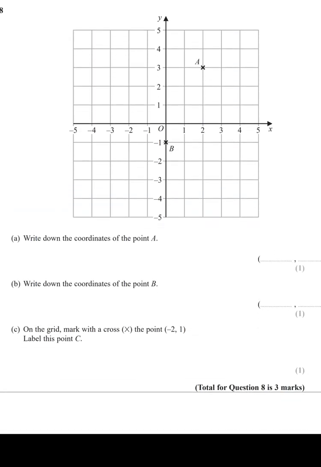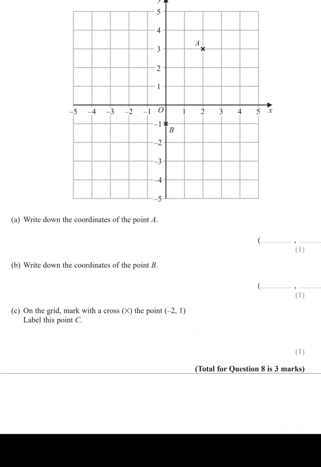Right, what do we got here now? Some coordinates. So this is question 8. Write down the coordinates of point A. Well, coordinates, what you need to do is remember that you have to go along first, then up. So it's 2, and then it goes up to 3. So 2, 3. Write down the coordinates of B. Well, B, we're not going across at all. So it's actually on the axes. So it will be 0 and -1, because we're going down 1 this time rather than up.